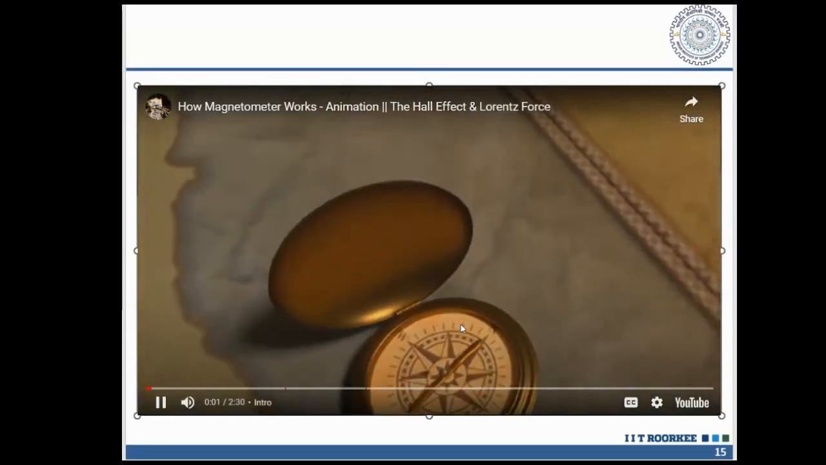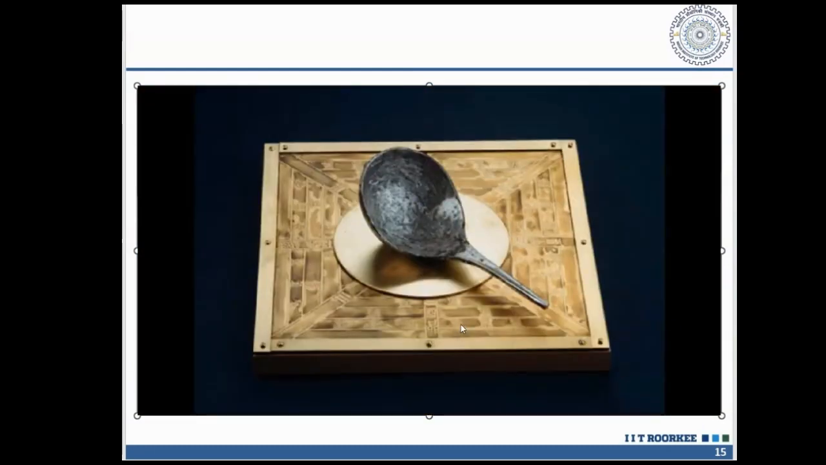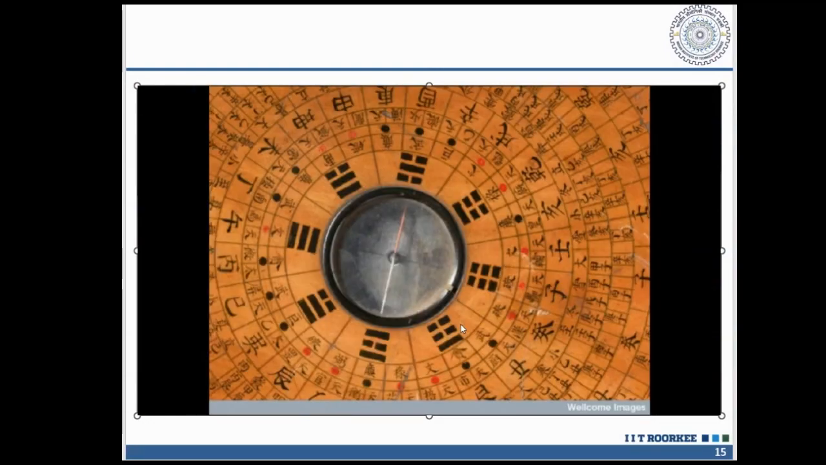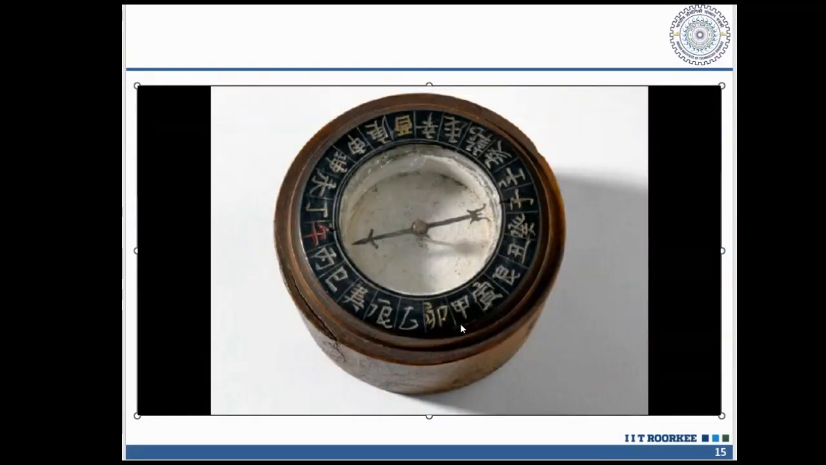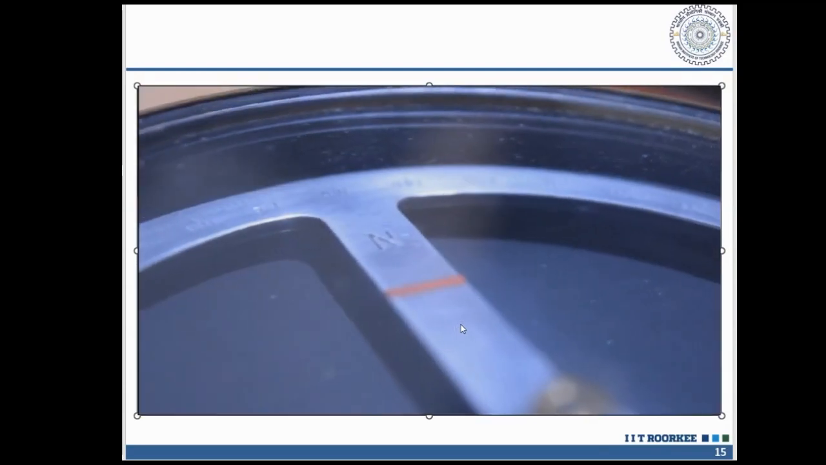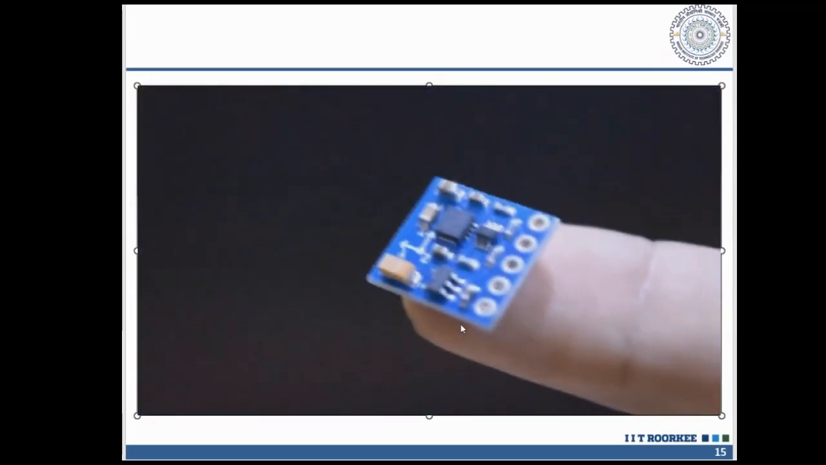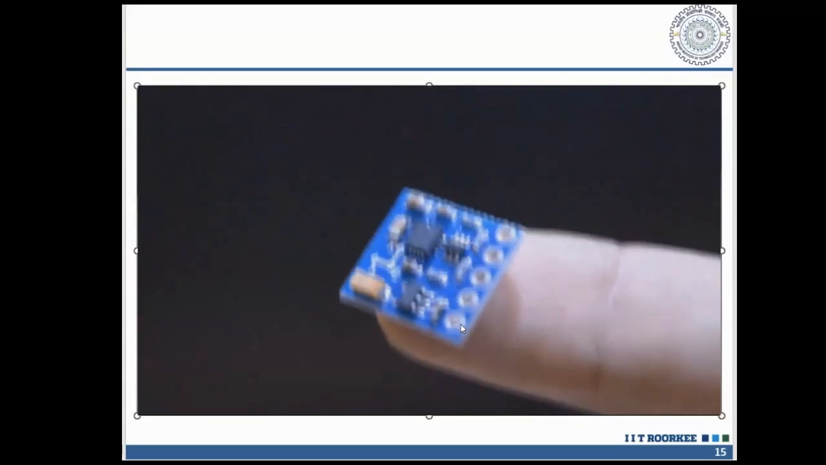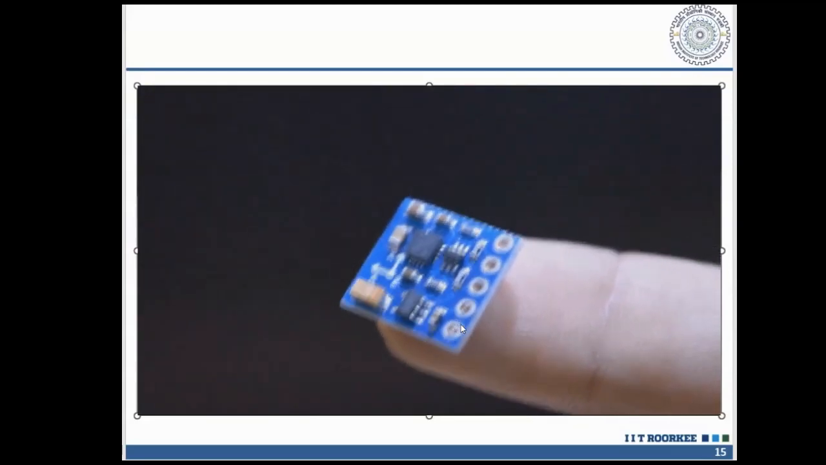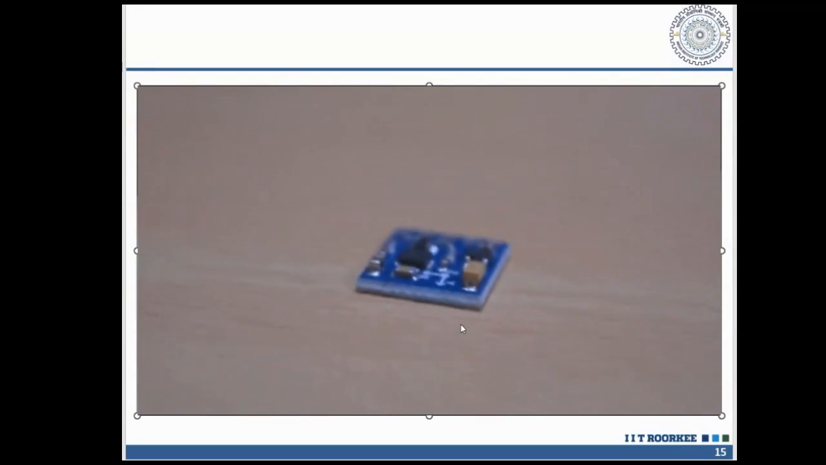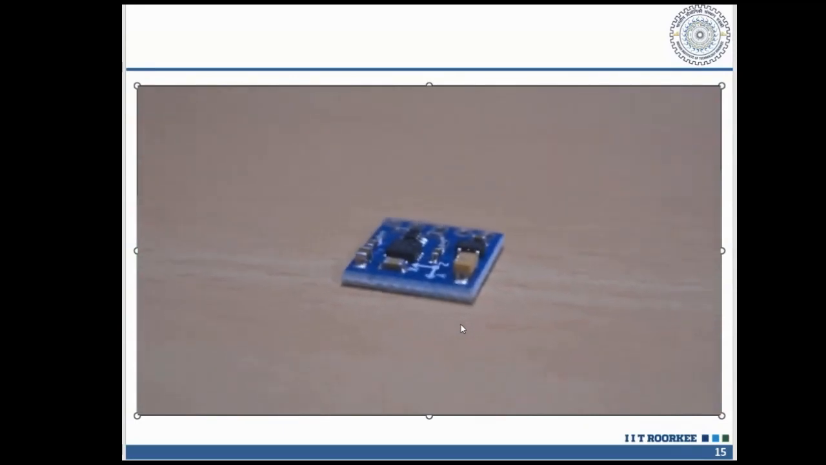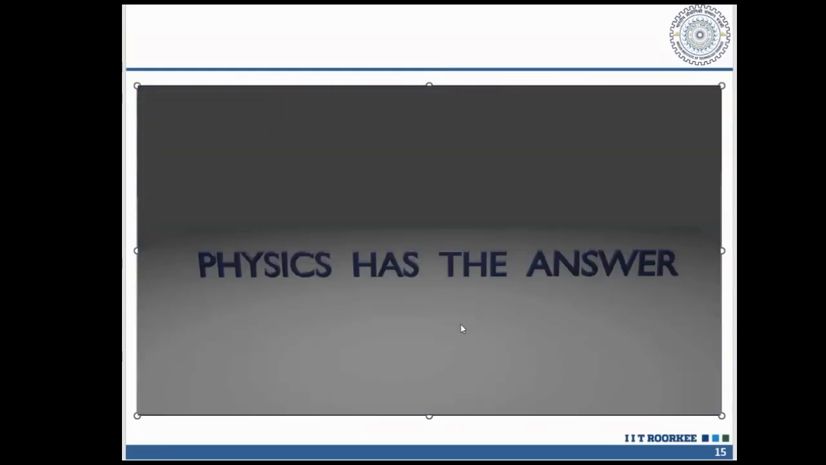The compass was invented over 2000 years ago and was made of lodestone, a naturally occurring magnet. During hundreds of years, compasses changed shapes and sizes, but for most modern applications, they are still considered bulky and slow. This is a 3-axis digital compass known as a magnetometer. It costs less than $2 and is much faster and more precise than a conventional compass. But how can a magnet be replaced by a little silicon chip? Well, physics has the answer.